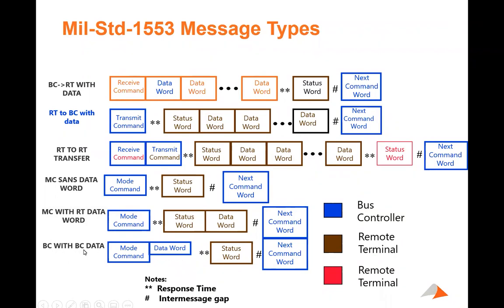A bus controller with BC data, so we've got the mode code and a data word. Unlike the early specifications in 1553A, they didn't specify how many data words could be associated with the mode code. Sometimes you would see up to full packets of data word messages associated with mode codes. The biggest one I ever saw was on an early implementation, they actually had 19 data words associated with the mode code. But of course now it's defined very clearly as being one data word.